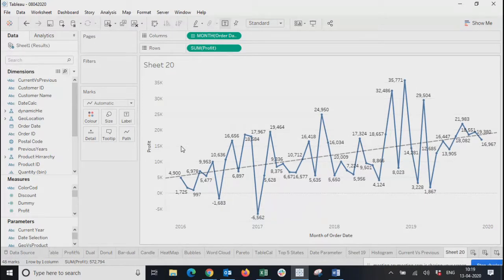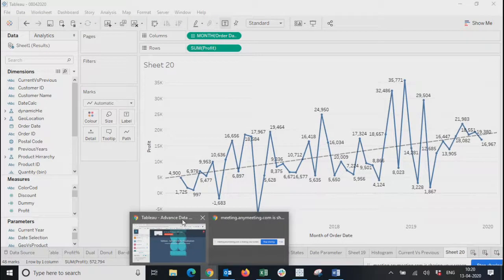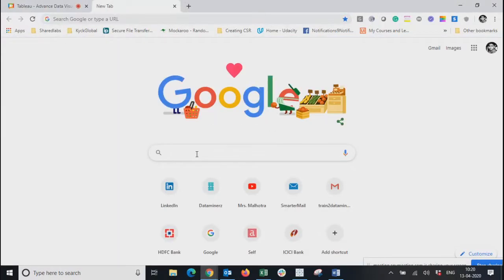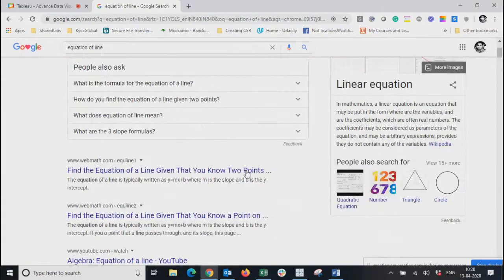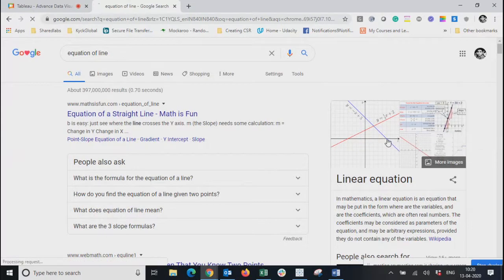So for example, if I draw a straight line, the straight line's equation will be y is equal to mx plus c, where y is the coordinate on the y-axis, x is the coordinate on the x-axis, m is basically the angle it makes on the x-axis, and c is nothing but the intercept on the y-axis. Whatever I just explained, you can see on Google also by typing equation of a simple straight line. So let's do this only, this image.